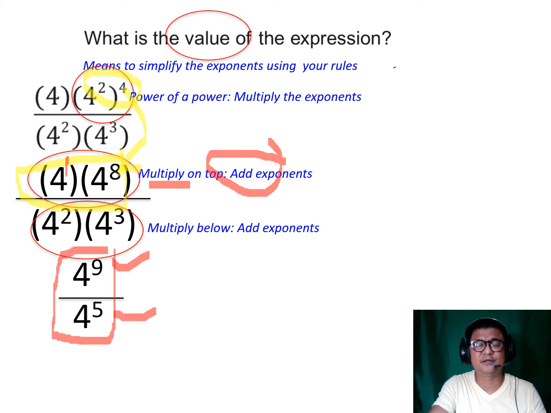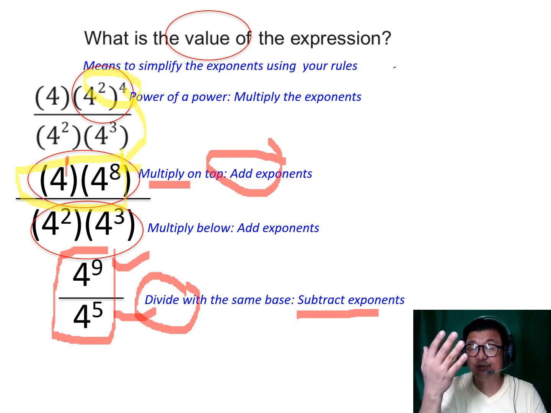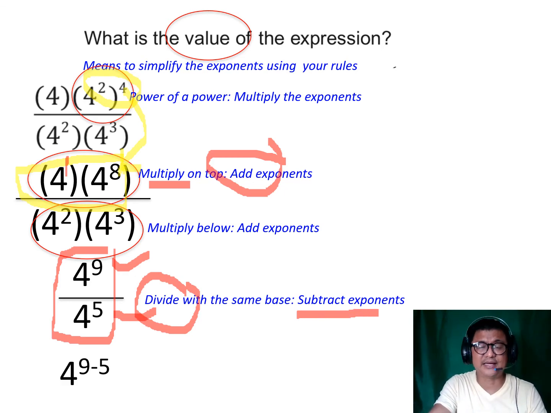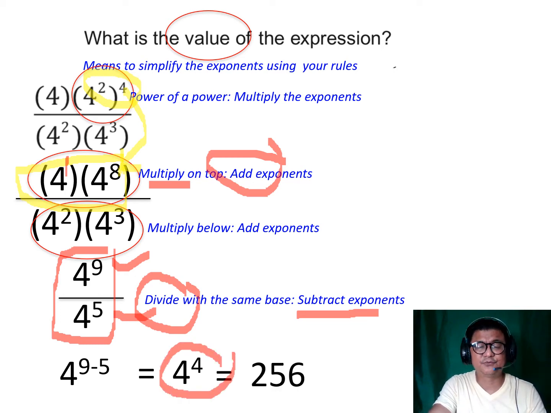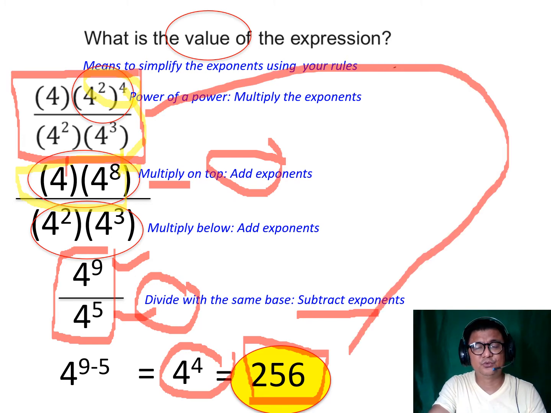What does that mean? A fraction means division. So therefore, divide. When you divide, what do you do with exponents? You subtract. So therefore, 9 minus 5 will be a 4 to the 4th power. And 4 times 4 times 4 times 4 is 256. So don't be scared. That's the answer. This long expression simply has a value of 256. Okay, good job.